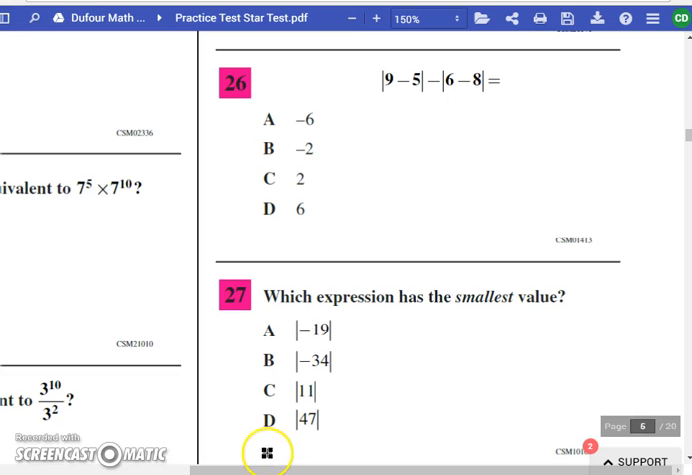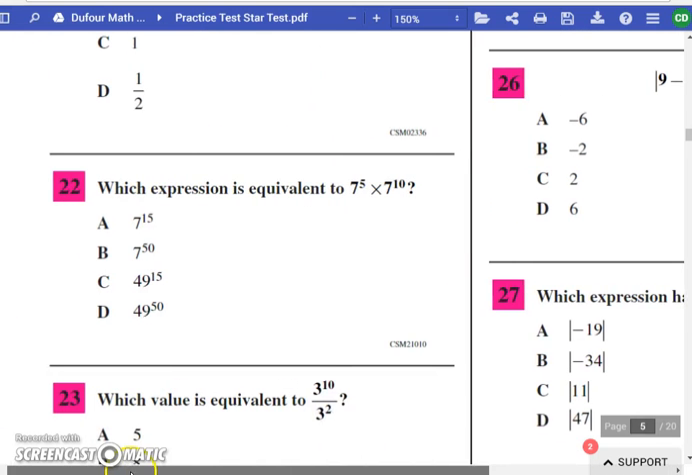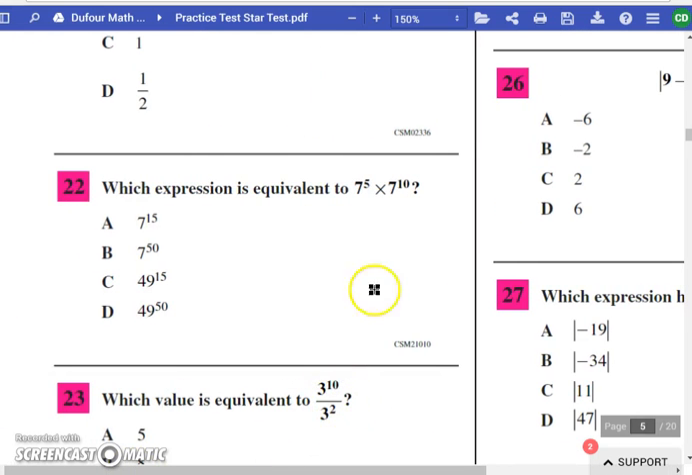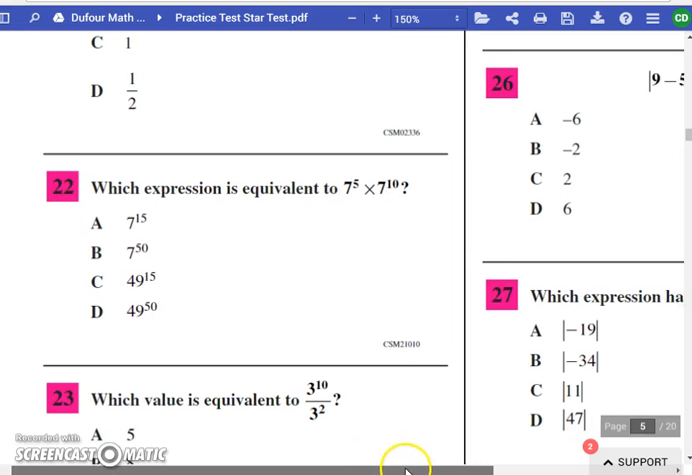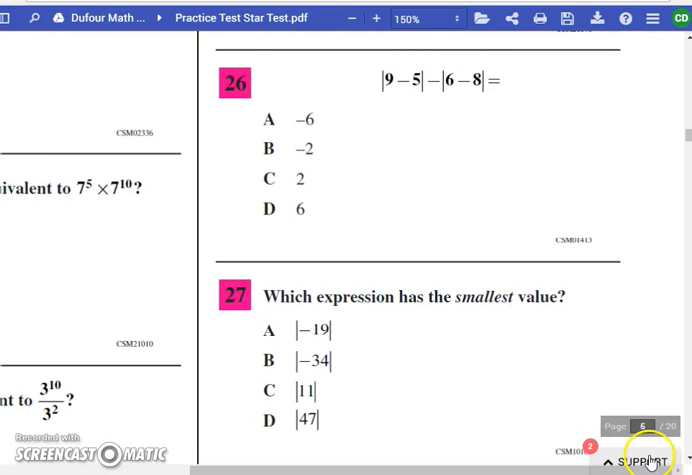If you take a look at those questions quite quickly, you'll see there's division of exponents and multiplication of exponents. That's not something that 7th grade tests kids on anymore. So we skip that and we move forward. 26, what I'd like you guys to do is write the term absolute value down.